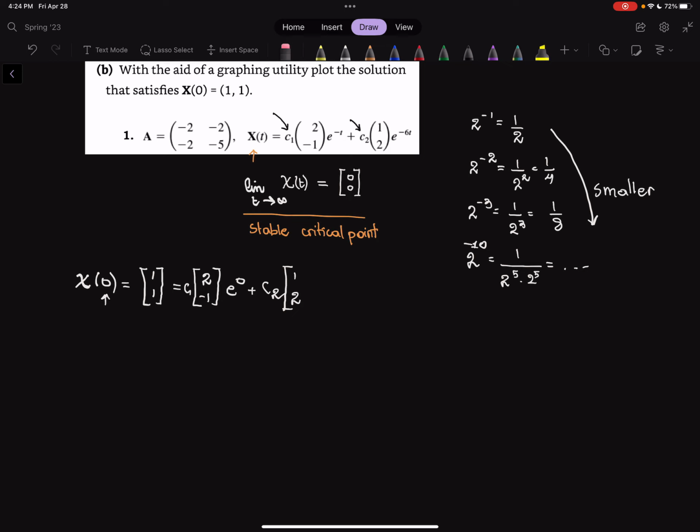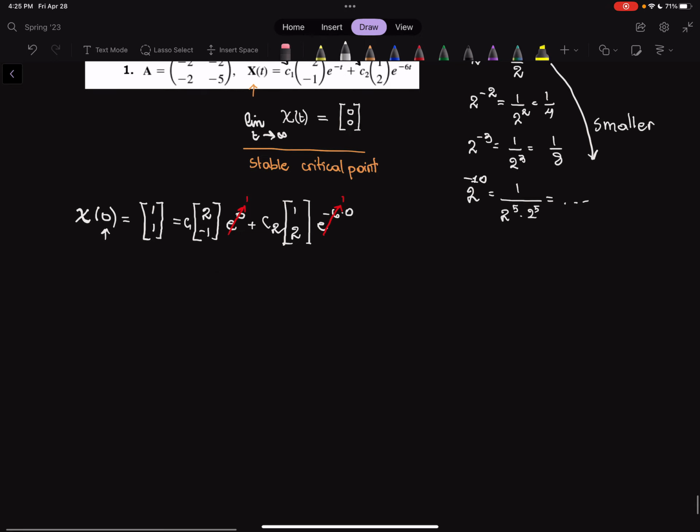Because yes, we can use all of these to model some real phenomenon. And so this is 1, 2, and then we have e to the negative 6 times 0. Anything to the 0 power is just going to be 1, so this is going to be 1, and this is going to be 1. Now, as I was saying, we can distribute the C1 and C2.